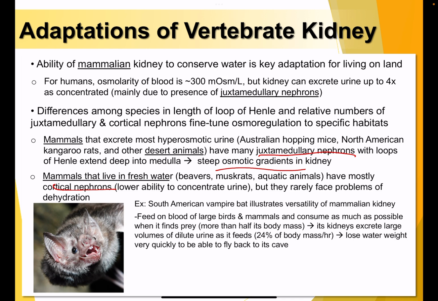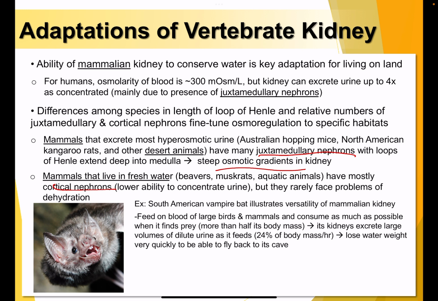This particular example of a mammal is really interesting: the South American vampire bat. They call it a vampire bat because it drinks the blood of its prey, but it doesn't suck it. It actually laps it up with its tongue. The versatility of this particular mammalian kidney illustrates how our kidney can adapt to diverse environments for different species and different habitats, or even the diet they have.